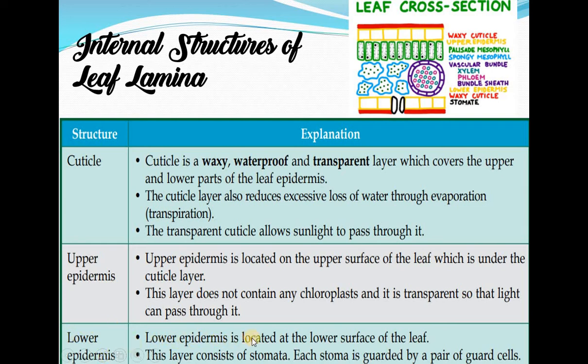Then the lower epidermis. The lower epidermis is located at the lower surface of the leaf. This layer consists of stomata. Each stoma is guarded by a pair of guard cells. So this is the cuticle, this refers to the upper epidermis, this one refers to the lower epidermis, and this one refers to the guard cells.